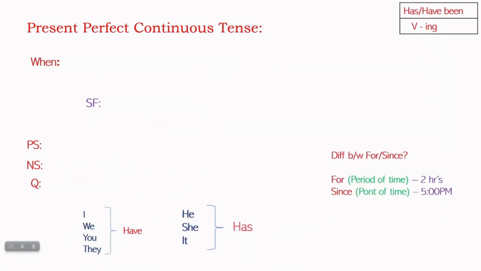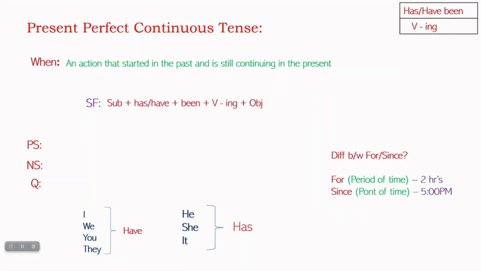Present perfect continuous tense. We use present perfect continuous tense while talking about an action that started in the past and is still continuing in the present. Sentence formation: subject plus has or have plus been plus verb form plus object. Sentence: they have been learning English for 2 years. They started learning in the past and still they are learning. Still it's continuing in the present.